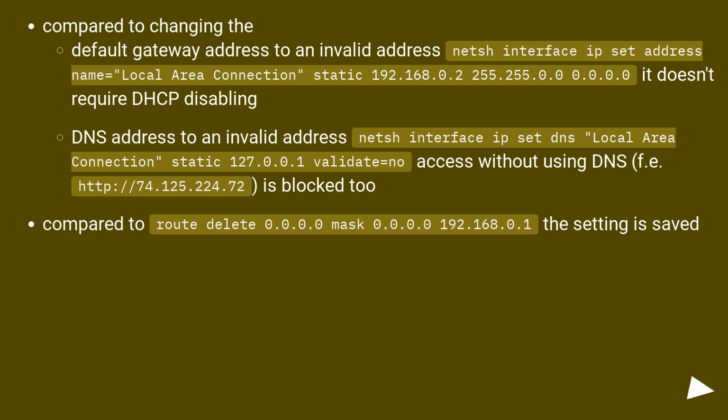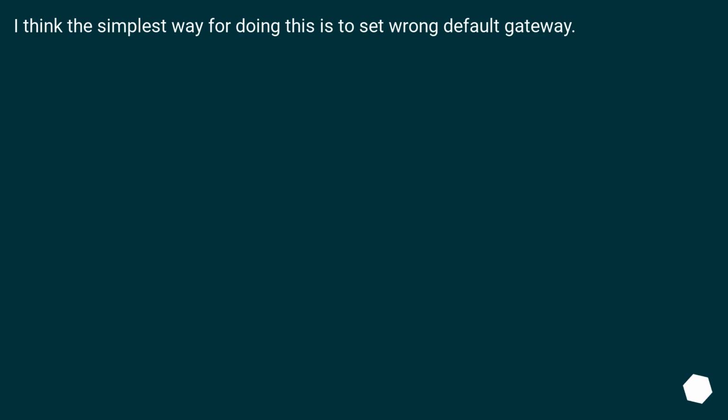Compared to route delete 0.0.0.0 mask 0.0.0.0 192.168.0.1, the setting is saved. I think the simplest way for doing this is to set a wrong default gateway.